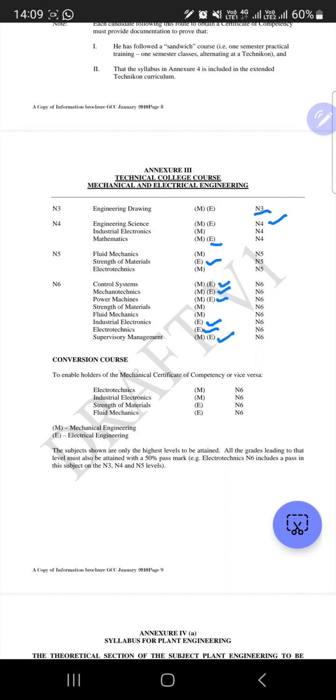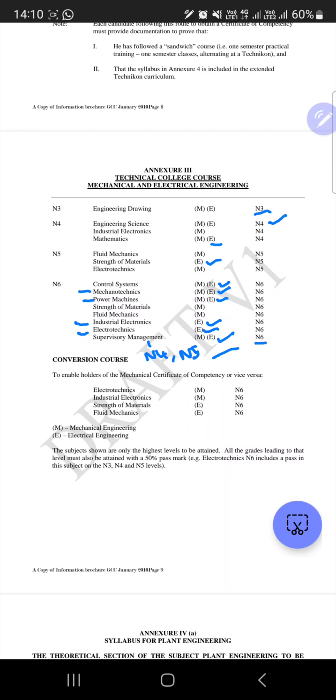So here is the trick. If they say you only need N6 supervisor management, that means they also need the build-up subjects up to N6. That means you must also have N4 supervisor, N5 supervisor, and the last one is N6. And for electro, you have done electro from N4, N5, N6, if you're an electrical person. And then power machine is N5, N6.